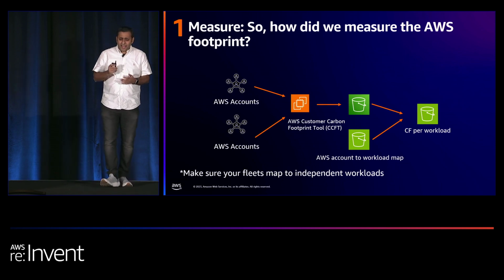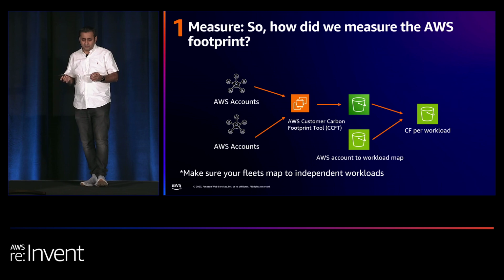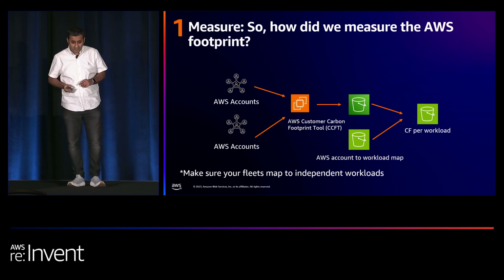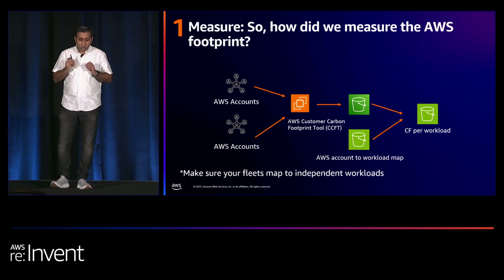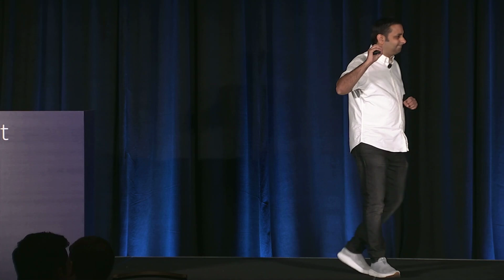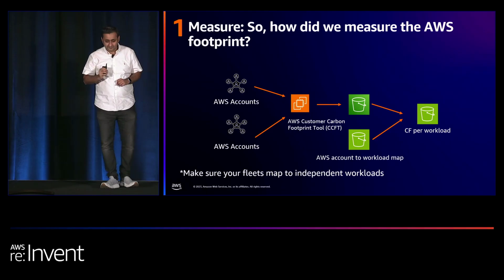So how did we actually measure our footprint? We did this in correlation to the life cycle we spoke about earlier. We started by identifying all AWS accounts used by Amazon Ads. Any guesses out there how many accounts we might have had? Anybody thinks 500, perhaps? Maybe 1,000? Any guesses at all? We had north of 80,000 accounts.